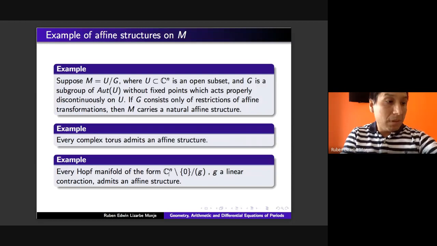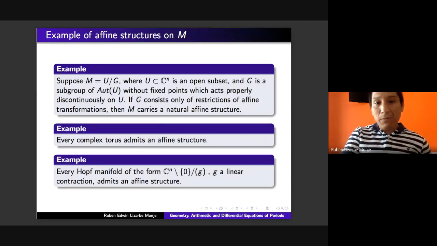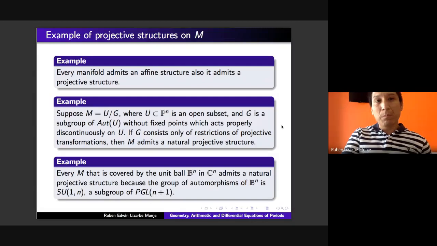Another example is the Hopf manifold. It is the quotient where U is C^n minus 0 and G is generated by a linear contraction. It admits an affine structure. This is an example for affine structures. Now, examples for projective structures.